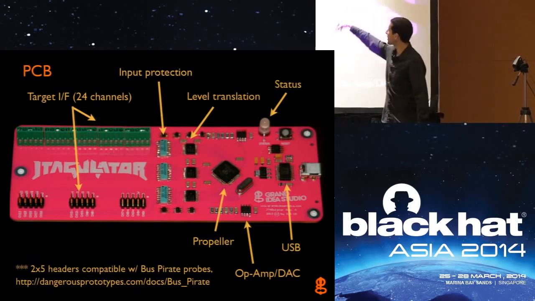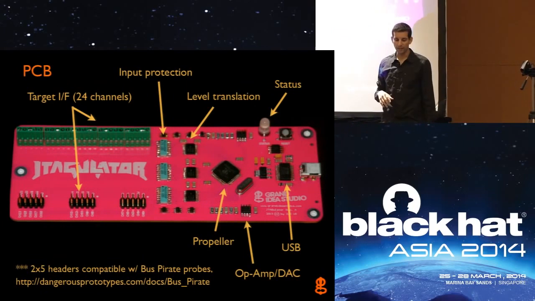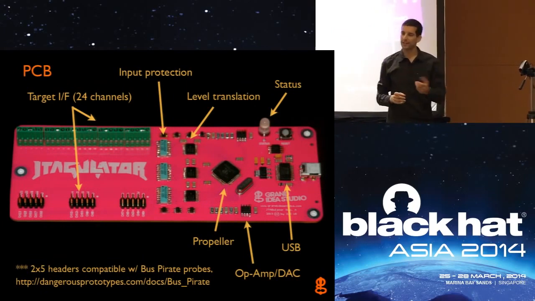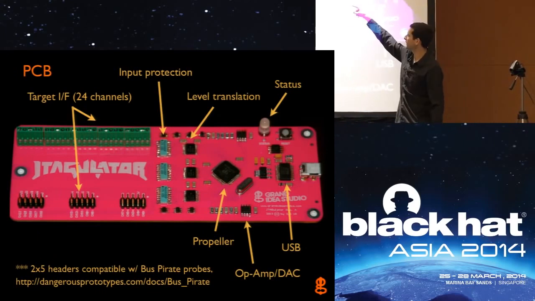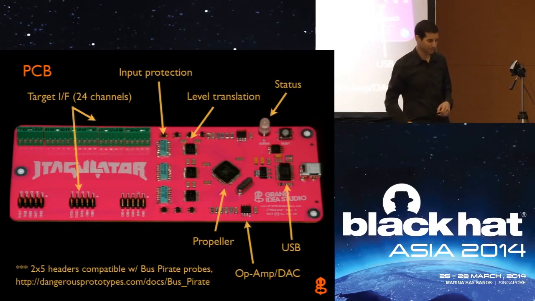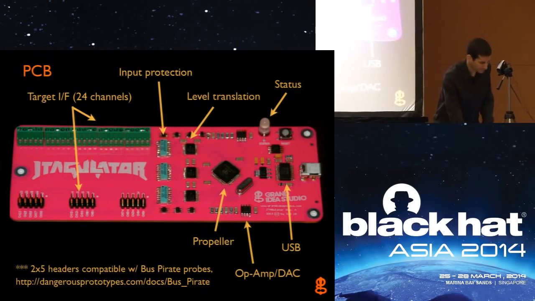Having two interfaces as well is useful if you want to hook up a logic analyzer or sniff what's going on at the same time, because then you can connect your target on one of them and then connect up to the other one to sniff. So it's kind of neat.